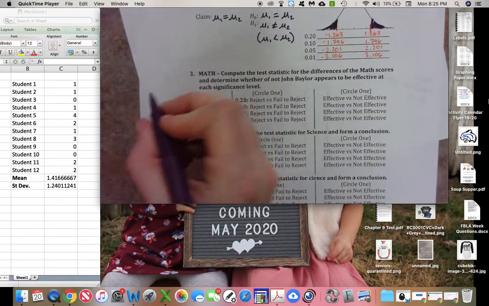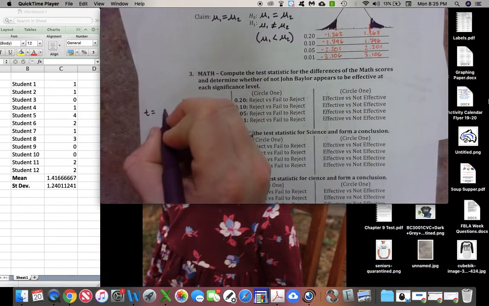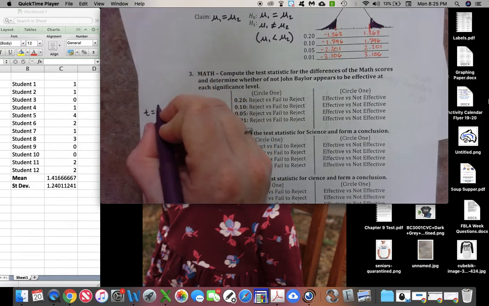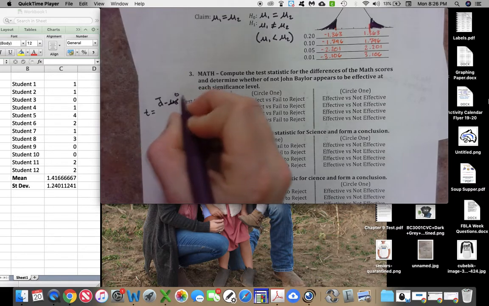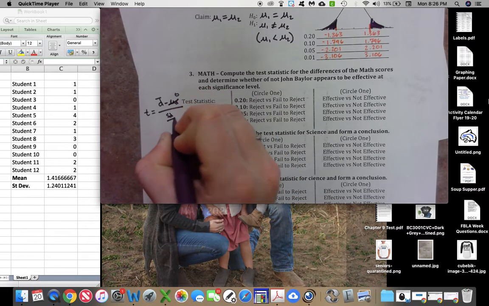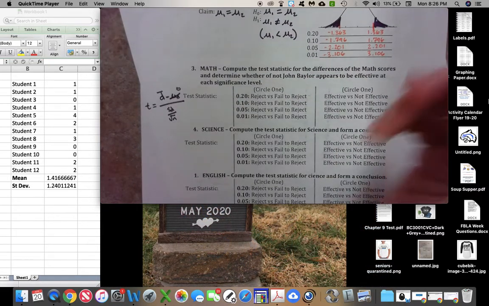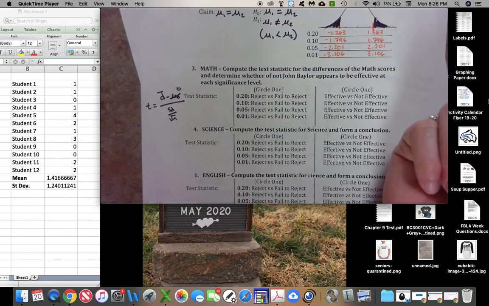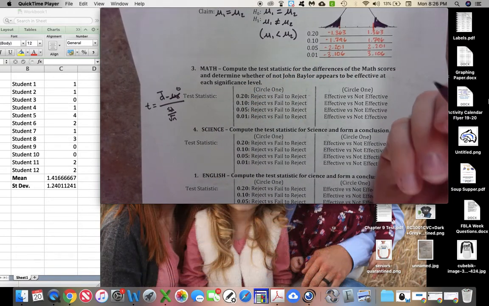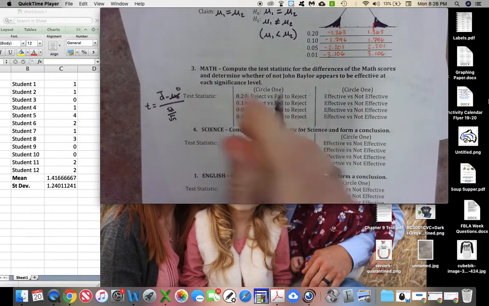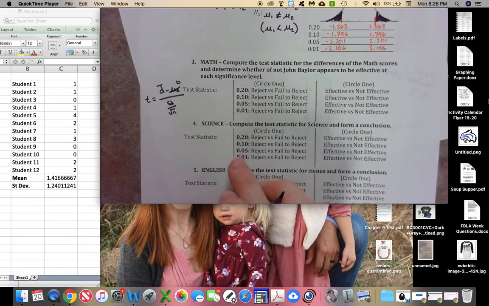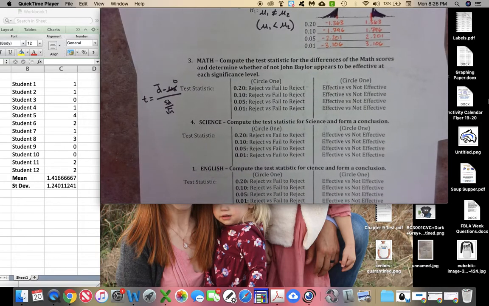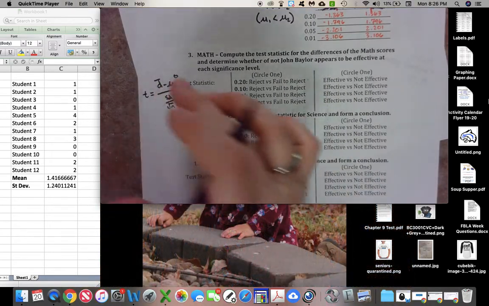Test statistic from the front side, we're going to use that same formula that we did in 9.3, which was d bar minus mu d, which we said was 0, over the standard deviation divided by the square root of n. So what we need to do is figure out what our standard deviation and our d-bar is for each one of these categories. We're just going to do math together. I'll have you do science, English, reading, but it's going to be kind of the same thing. You'll just have to compute a different test statistic.